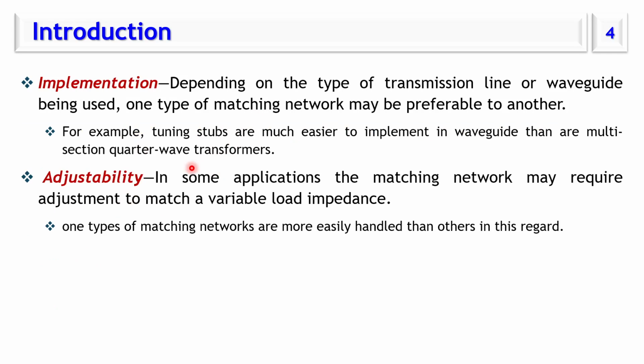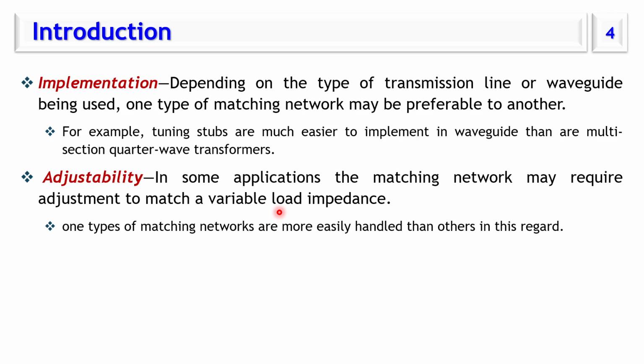Implementation. We might have a very nice design for a matching network, but when we come to implementation, it's very difficult, it's complex. For example, think about matching a coaxial cable versus matching a microstrip line. Putting a matching network for a microstrip line is simple and easy. Putting a matching network for a coaxial cable or for a rectangular waveguide is complex and bulky, and it does have multiple considerations.